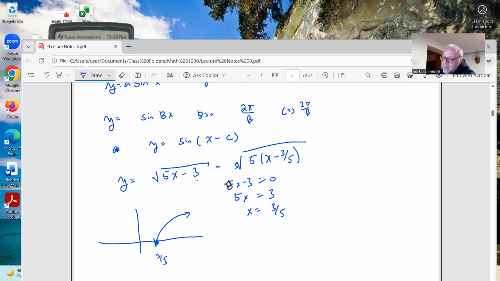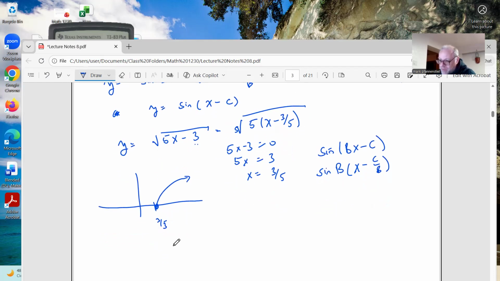So you have to be a little bit careful with this. If you have a sine of, say, bx minus c, the reason why the phase shift looks the way it does is because we have to do this too. We have to say this is sine of b times x minus c over b, and your phase shift is c over b. I'm going to show you a slightly easier way to deal with all of this, including the period, so that you can figure it out that way without having to memorize extra formulas.